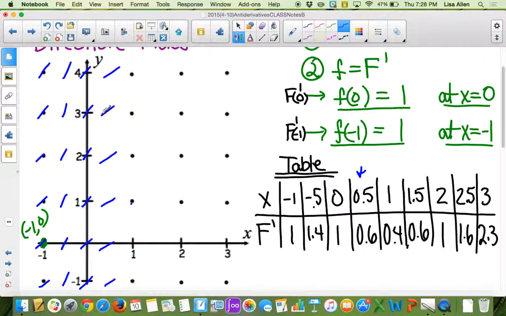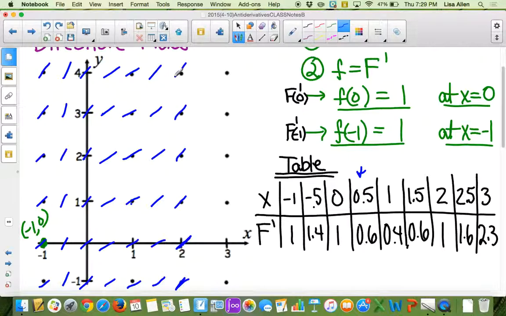At 1, the slope is 0.4. So now it's a little less, so it's got to be a little more shallow, a little flatter. And then at 1.5, it's 0.6, so it gets a little steeper again, not too much, though. And then at 2, it's 1 again. So again, I'm going to use the points on the graph. I'm going to go like that, because it's pointing upward to that point, and I just make it a real tiny segment.